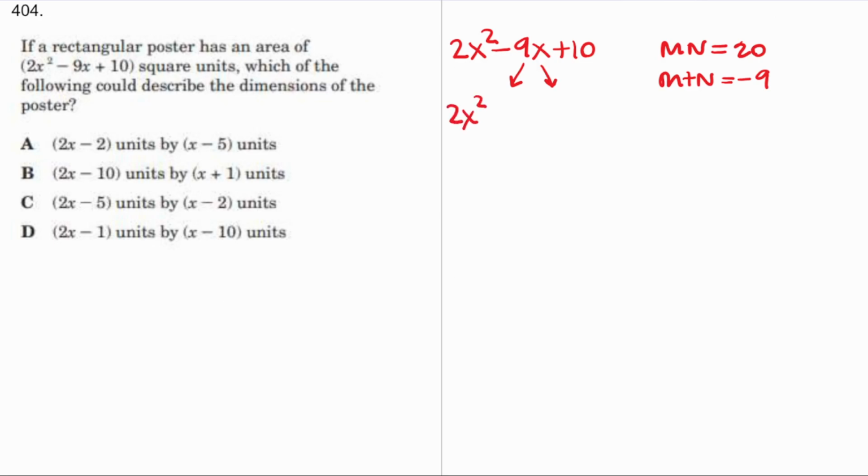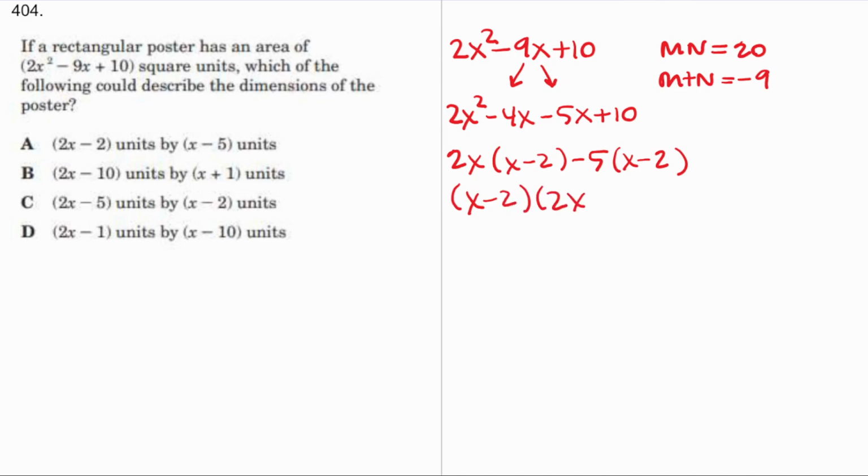So 2x squared minus 4x minus 5x plus 10. And then I group and factor what's common to the first two: 2 and 1 power of x. And that would multiply by x minus 2. And then the second, I've got that 5, but in order to get an x minus 2, I would need to factor out a negative 5. So negative 5 times x minus 2. Take a second to check and make sure you factored right. And then we'll factor out the x minus 2. We'll be left with 2x minus 5. And that's answer choice C.